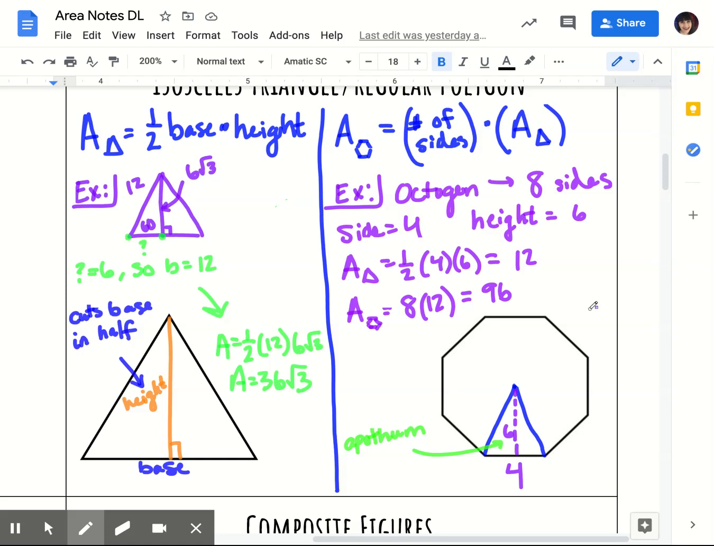And because I did not give you units in the problem, you do not have to give me units in the answer. All right, y'all. So that is it for isosceles triangles and regular polygons.